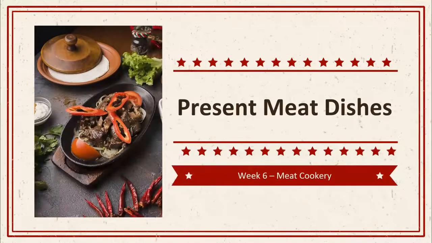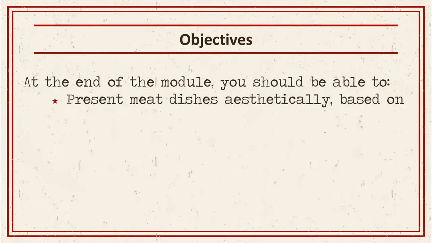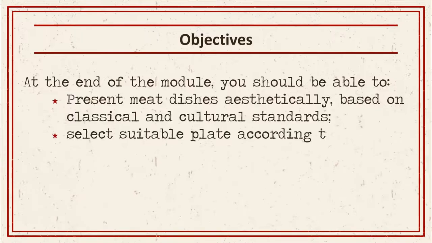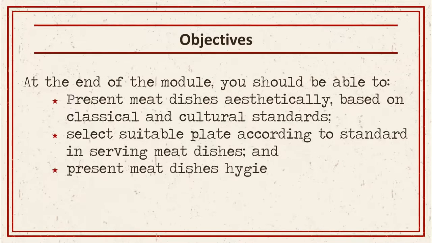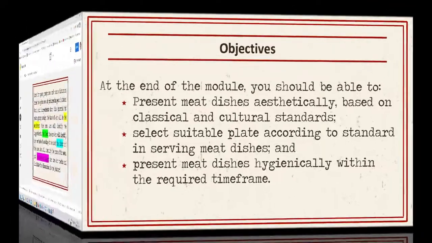Week 6 in Meat Cookery is all about presenting meat dishes. Our objectives are, at the end of the module, you should be able to present meat dishes aesthetically based on classical and cultural standards. Next, select suitable plate according to standard in serving meat dishes. And lastly, present meat dishes hygienically within the required time frame.